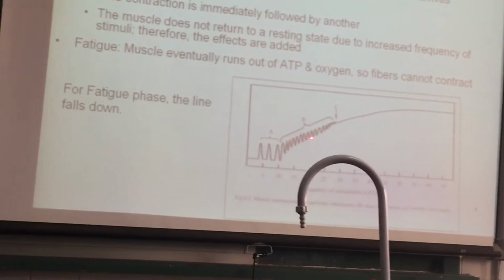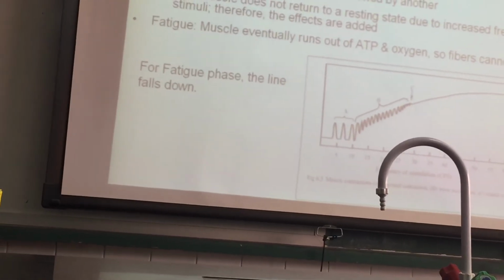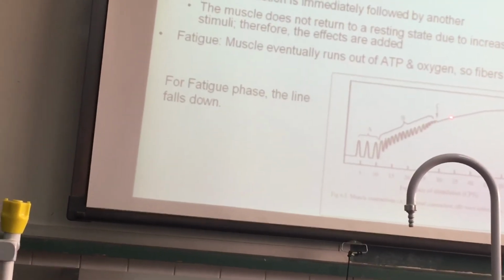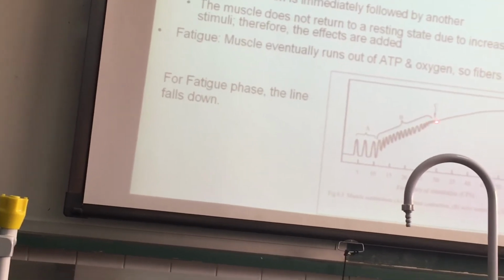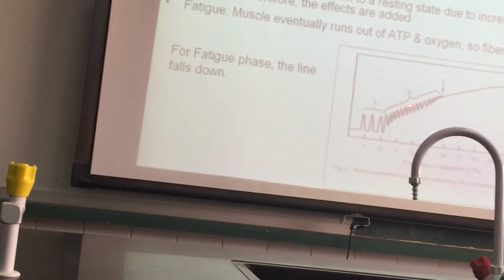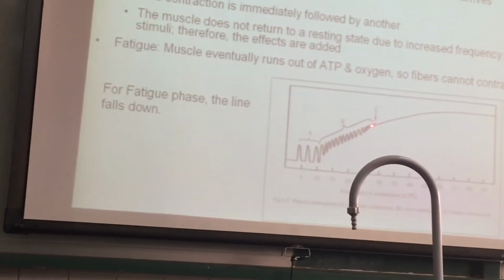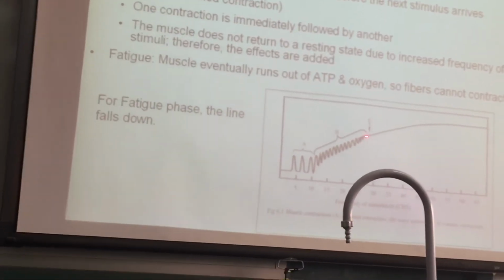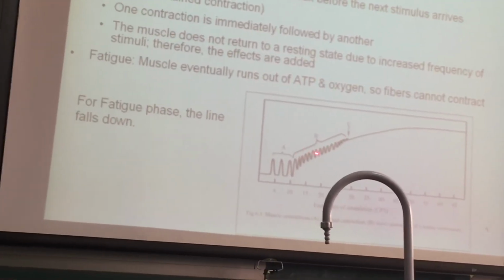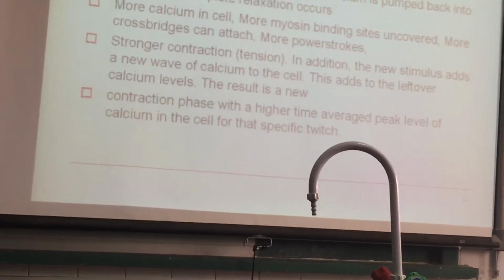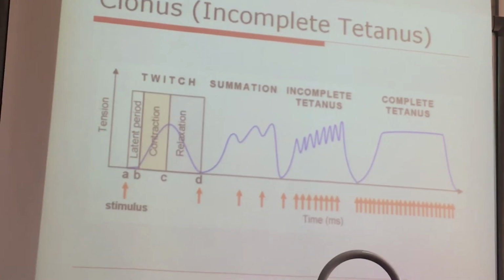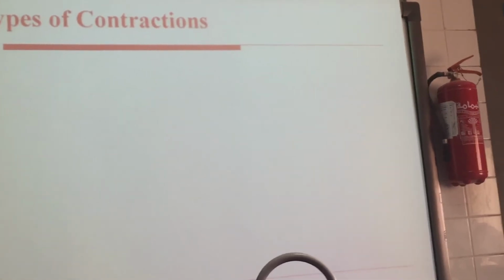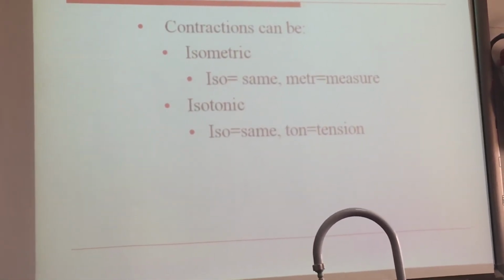This is Treppe, the staircase phenomenon. This is tetanus, complete tetanus. This is incomplete tetanus, also called clonus. The last part of B is clonus, you can call it that, or incomplete tetanus. This is Treppe or staircase. Okay, so in this you can see everything: the twitch, the summation, the incomplete tetanus or clonus, and the complete tetanus. Finally, let us talk about 3B.